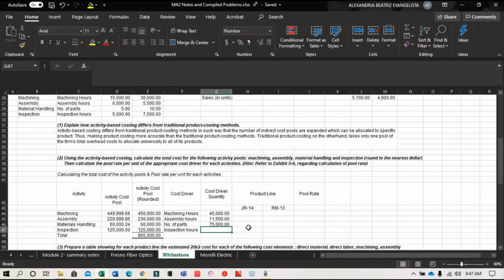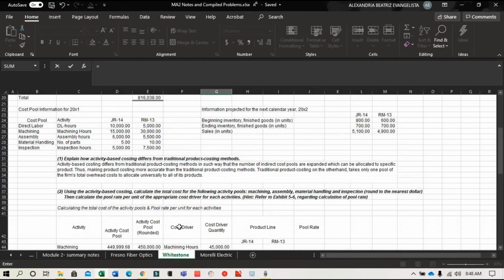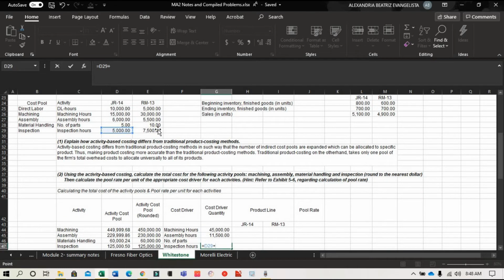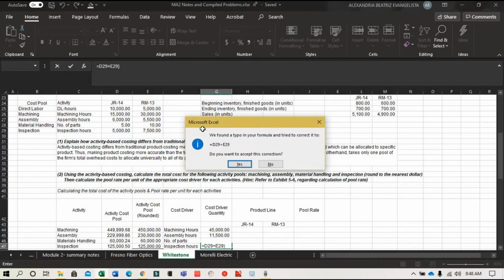Now for inspection hours, that is 5,000 for JR14 plus 7,500 for RM13, and that would give us 12,500.